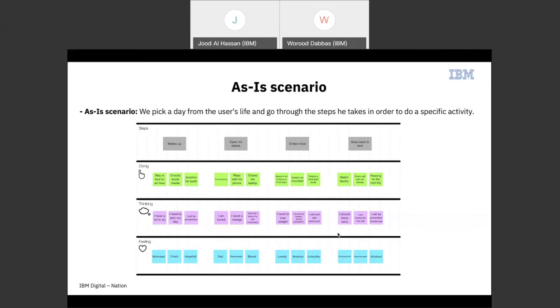Now, we have a lot of other elements and techniques that we should follow in design thinking, but I just have these 3 steps that will show you what design thinking is all about.